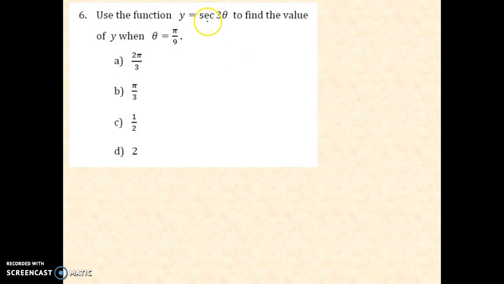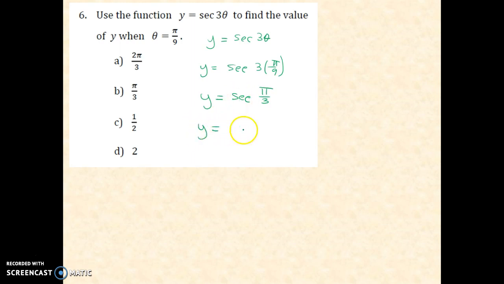Use the function y equals secant 3 theta to find the value of y when theta is pi over 9. Well, y equals secant of 3 theta. Theta is pi over 9, so y equals secant of 3 times pi over 9. I can reduce this a little bit. 3 pi over 9 is pi over 3, so y equals secant of pi over 3, and secant is 1 over cosine. So this is 1 over cosine of pi over 3.